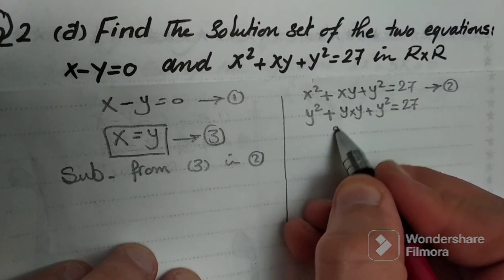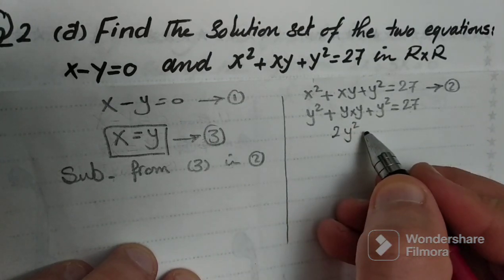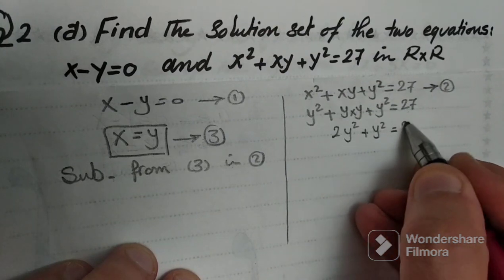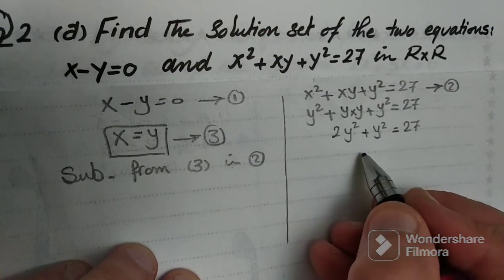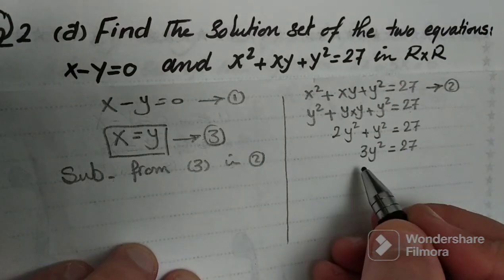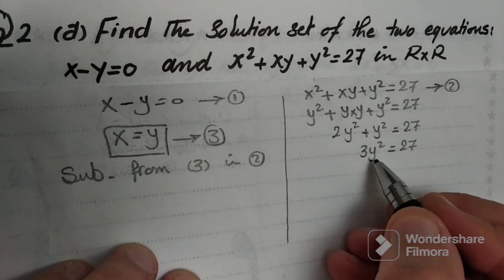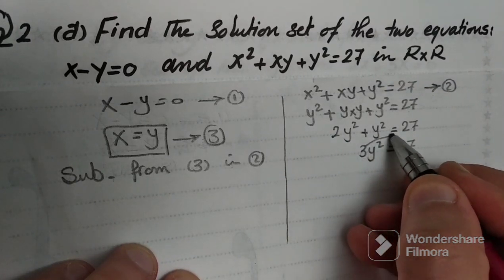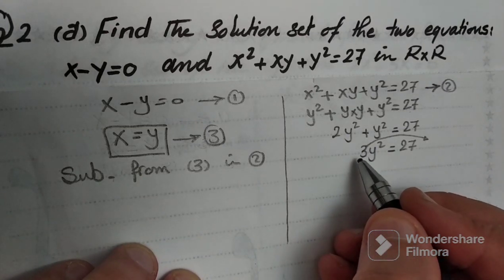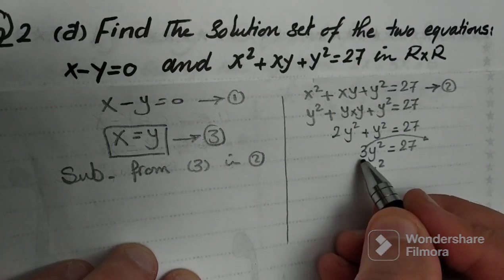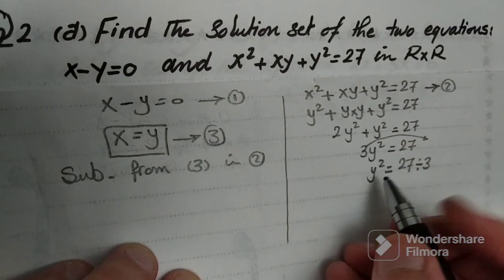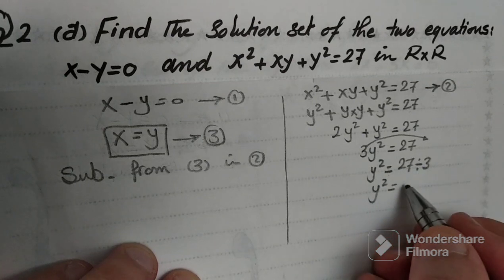Y squared plus y squared equals 2y squared, plus y multiplied by y, y power 2, equals 27. 2y squared plus y squared equals 3y squared equals 27. The 3 here multiplies y squared, so we put it on the other side and change the sign: y squared equals 27 divided by 3. Y squared equals 27 divided by 3 equals 9.